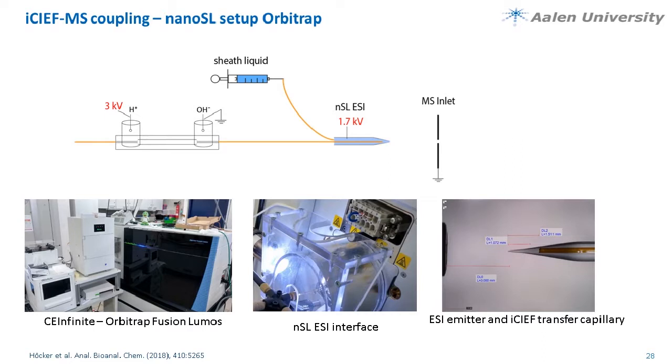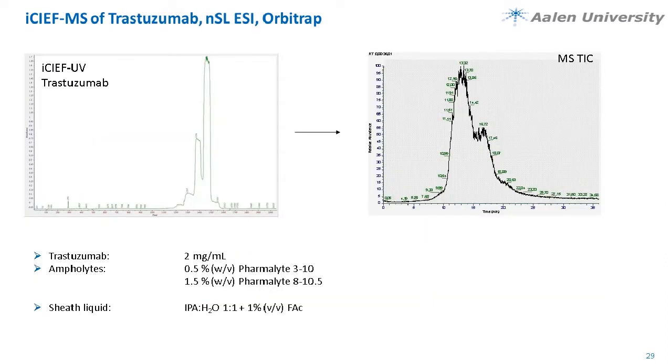And you see here on the right-hand side a photograph of the transfer capillary inserted into the emitter. All right, how does it look? The result we get is the profile of the main peak. You see again the parameters, which are the same as shown before, and taking the main peak, you see the profile on the left-hand side.